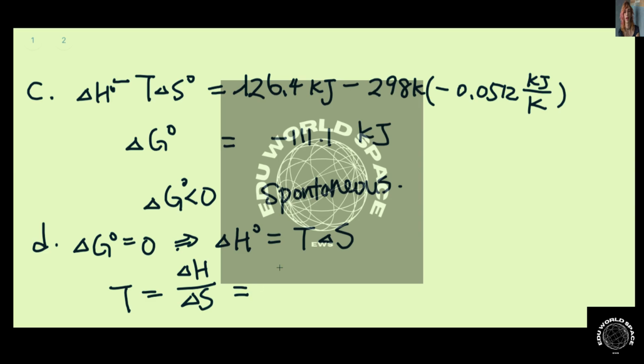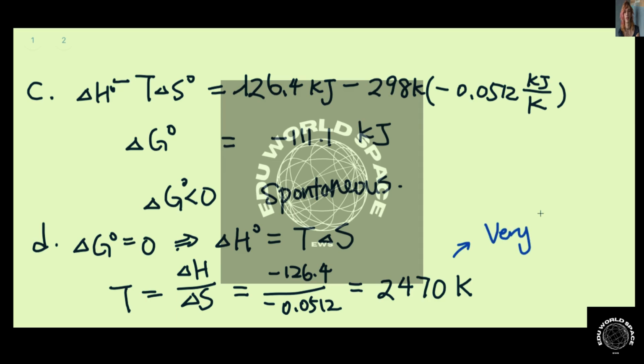That is equal to negative 126.4 divided by negative 0.0512. That will give you a temperature of 2470 Kelvin. So this temperature is very high, and at this temperature, the reactants and products are likely to decompose, so it is not stable. So at standard conditions, equilibrium is non-attainable for this reaction.